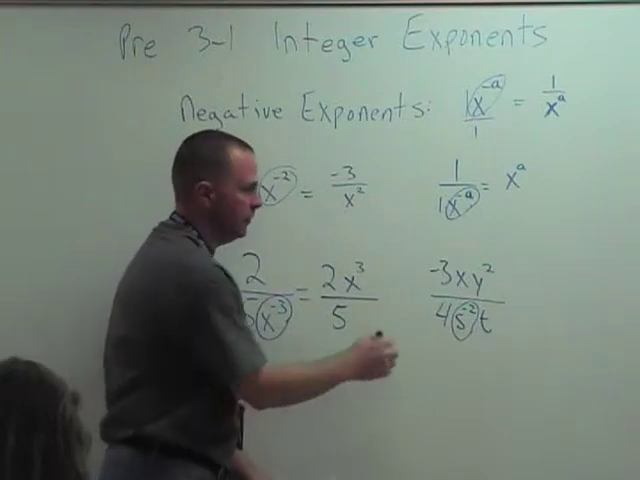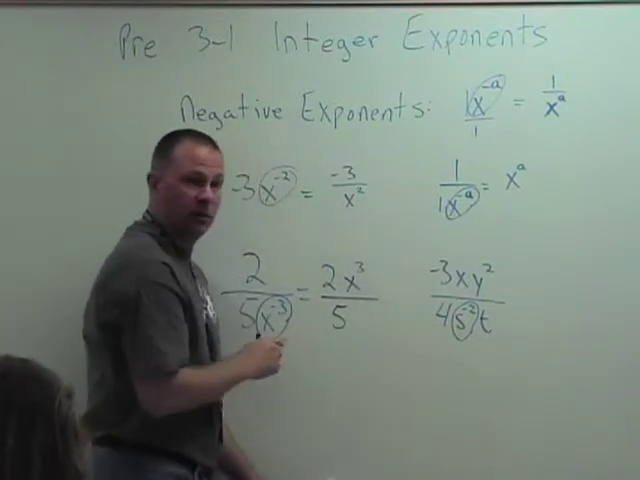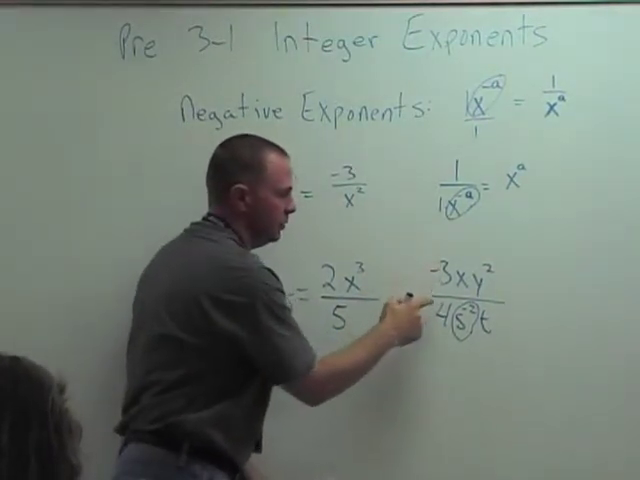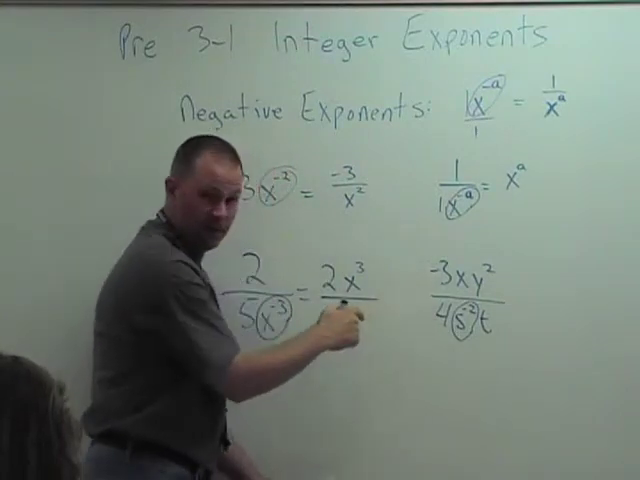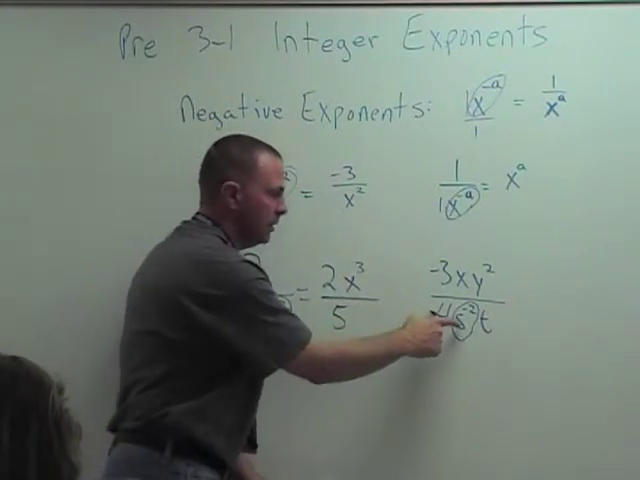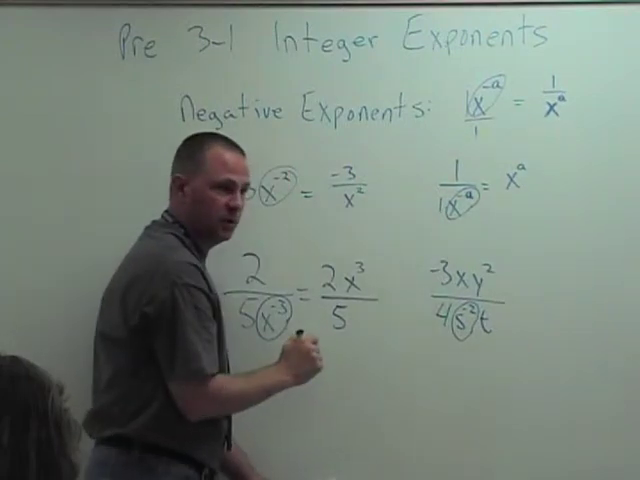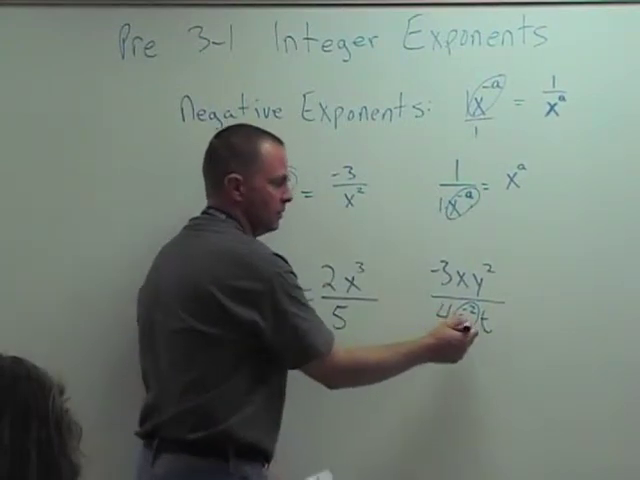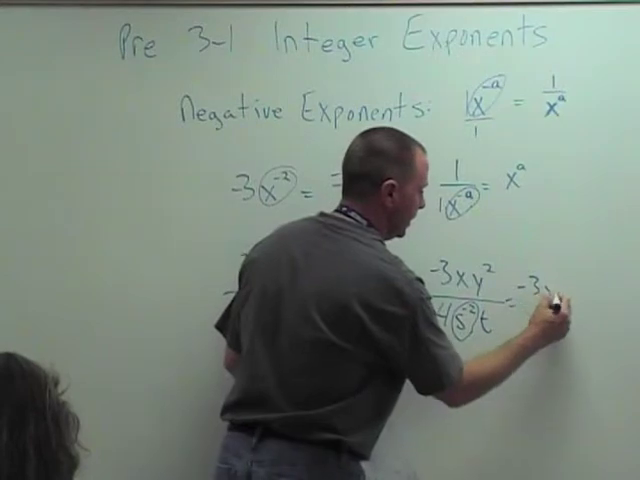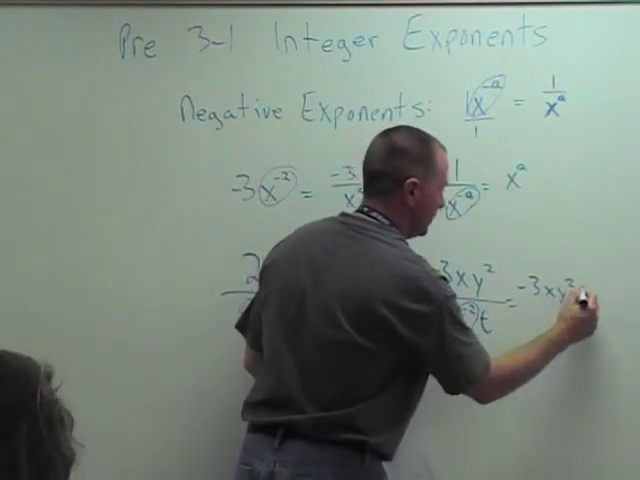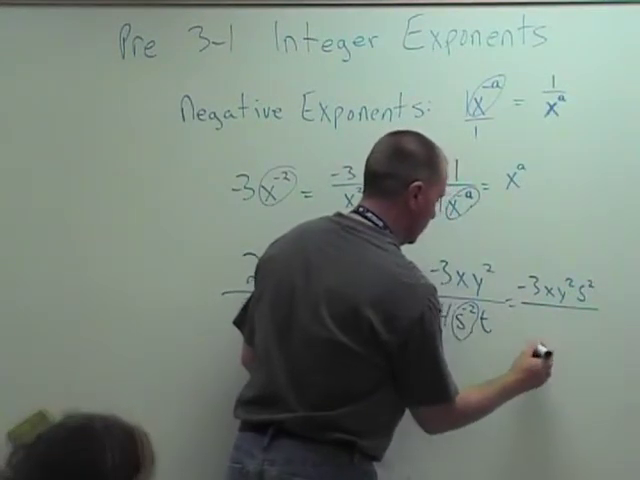If you needed to reduce, let's say this was 2 over 4, you would reduce that to 1/2. Okay? But as far as the negative exponent is concerned, you need to change that. This goes up top. So the answer here is negative 3x y squared s squared over 4t.